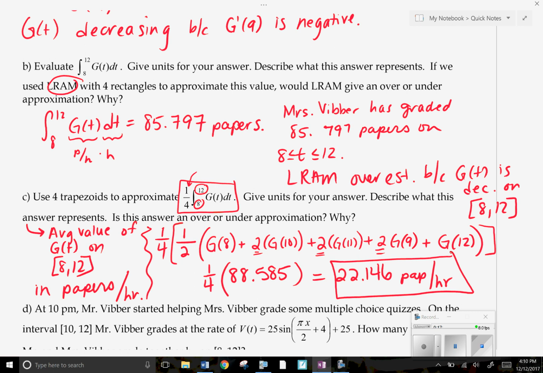Is this an over and under approximation? Well, this time I did trapezoids, and if you remember the graph, it was concave up, so my trapezoids would connect on top of the curve. So this is an overestimate because g is concave up.